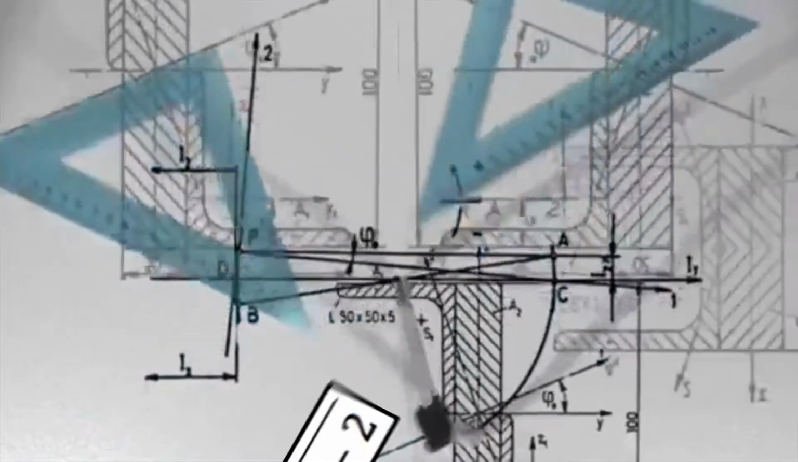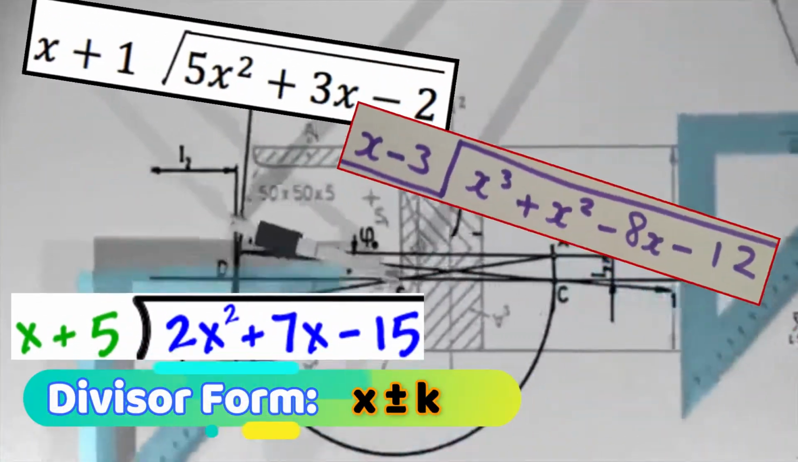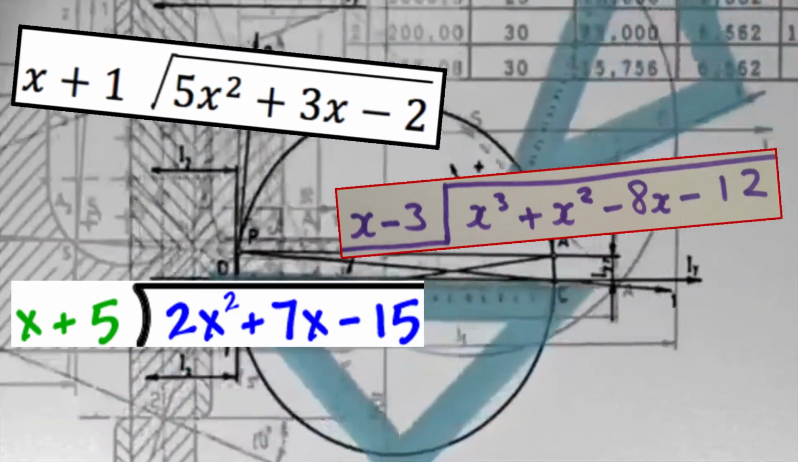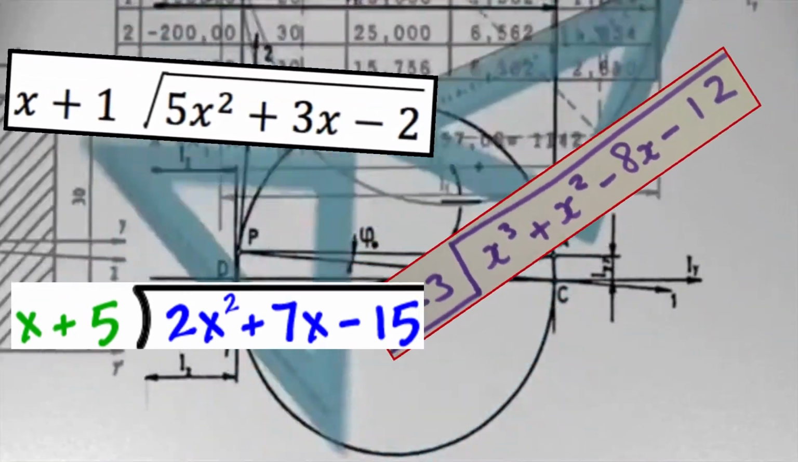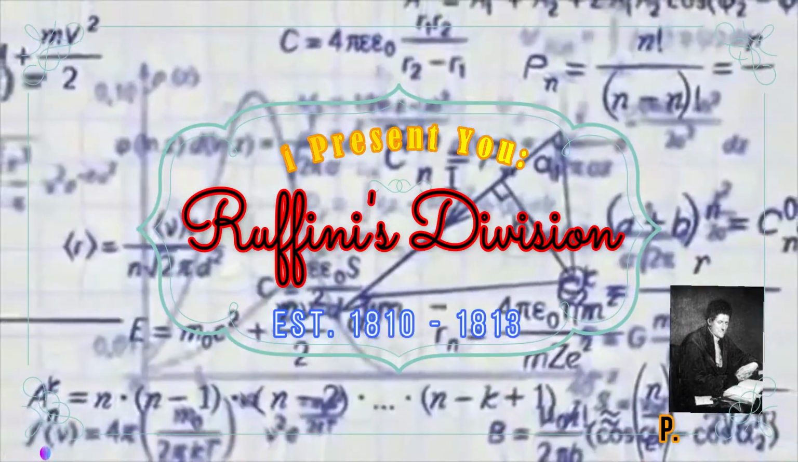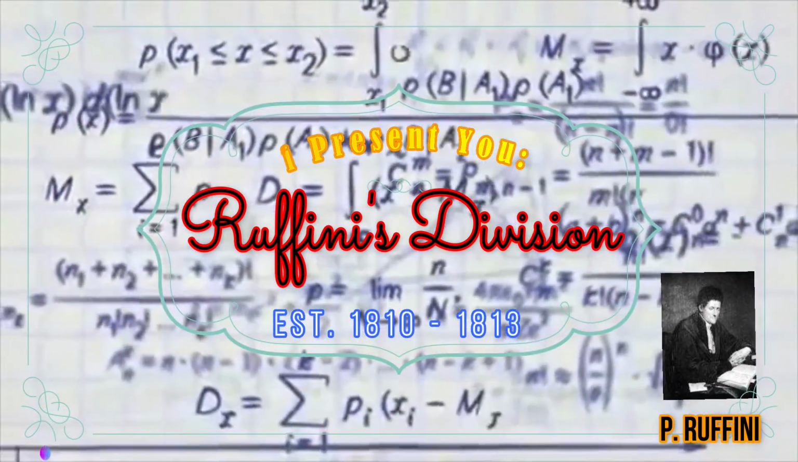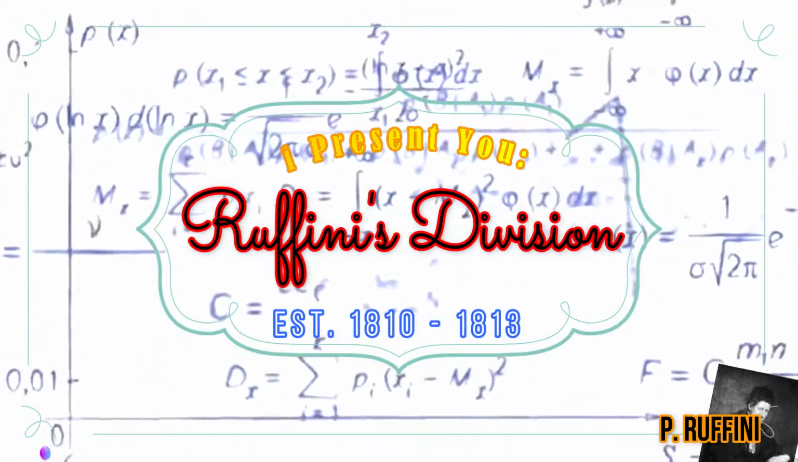There are certain divisions with a divisor in the form of x plus or minus k, where x is our variable and k our constant. Because of this special property, we may solve this operation applying the Ruffini's division, first postulated by Paolo Ruffini between 1810 and 1813. This process is very simple, and it will help us to get our answer sometimes even faster than applying a quotidian long division. We will take the following problem as example.